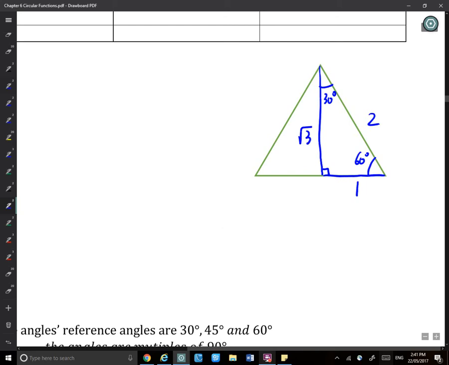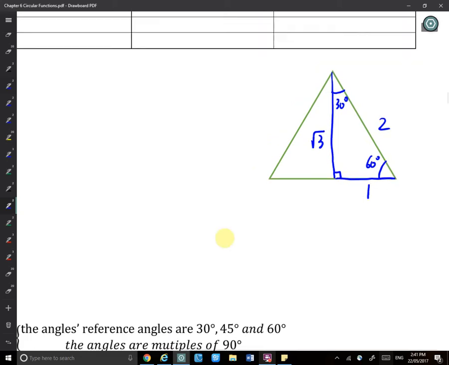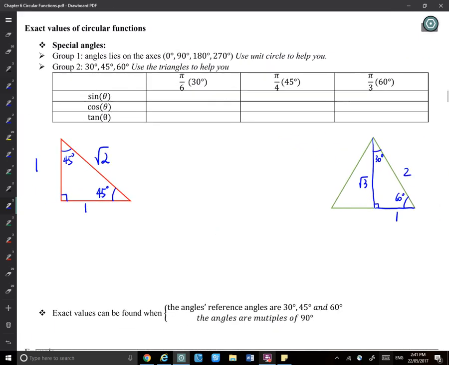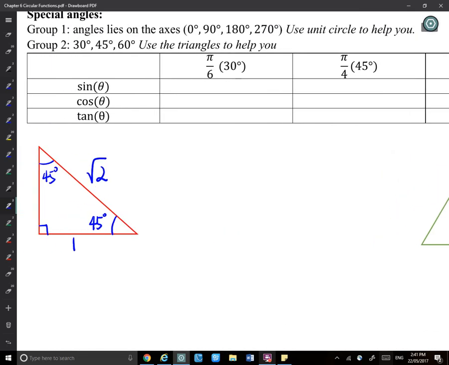These 2 types of special triangles help you calculate the sine, cosine, and tangent of 30, 45, and 60 degrees. That's why those 3 angles are special angles. You can find the exact form of those circular trig ratios. Well, I'm not going to show you. I just showed my Year 10 class last week how to do this. I don't think you really need that.